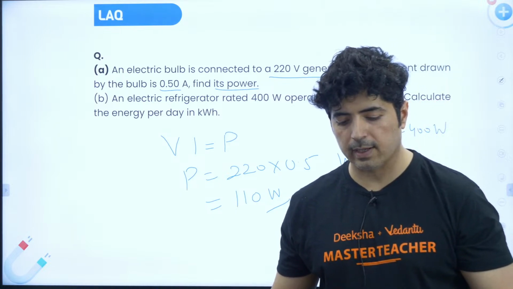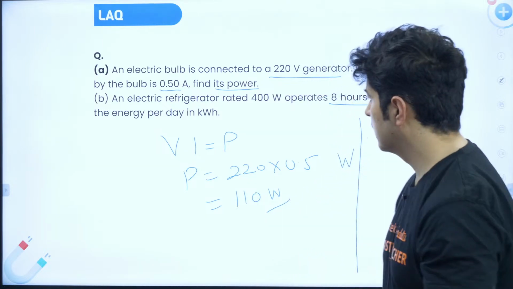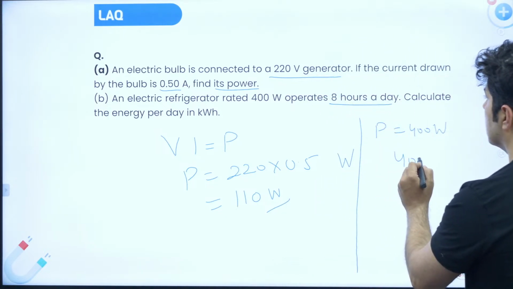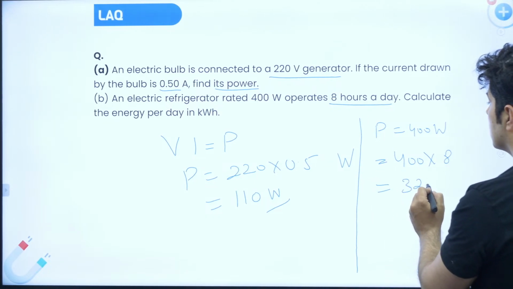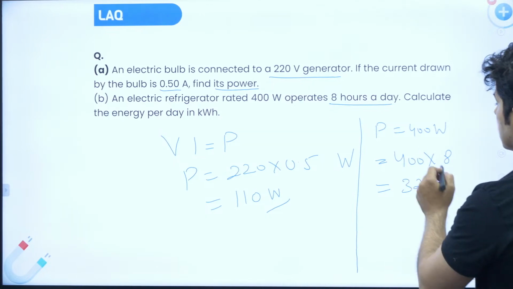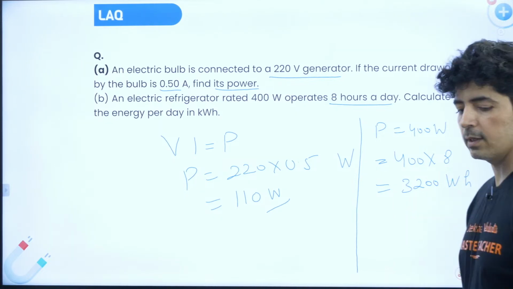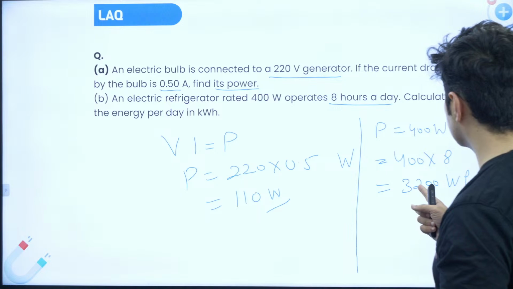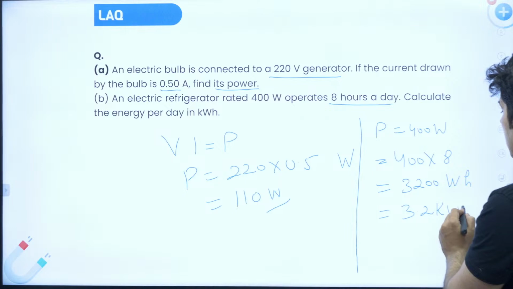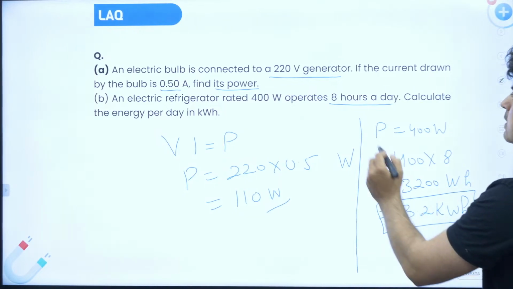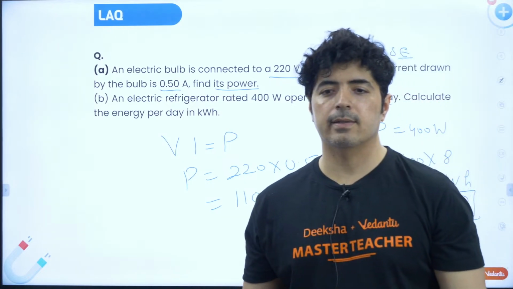So what should be your answer over here, guys? Come on, everybody. So this is 400 multiplied by 8. This comes out to be 3200 watt hour, right? Or 3.2 kilowatt hour, right? So this is 3200 watt hour. The same thing I can write as 3.2 kilowatt hour. This is my answer. This question is from CBSE, guys. This question was asked over there.